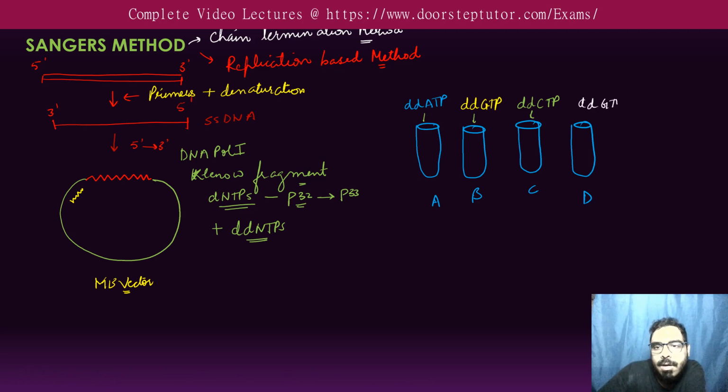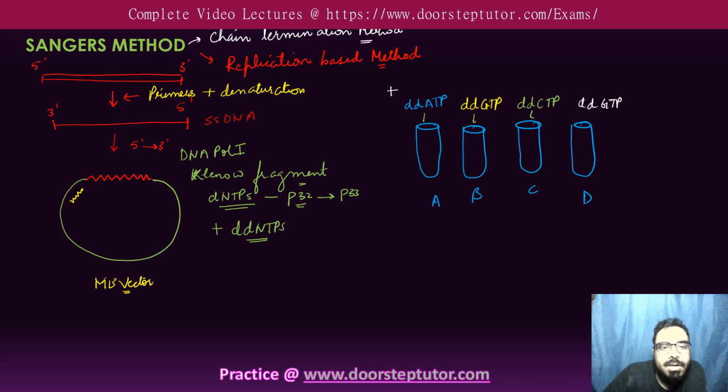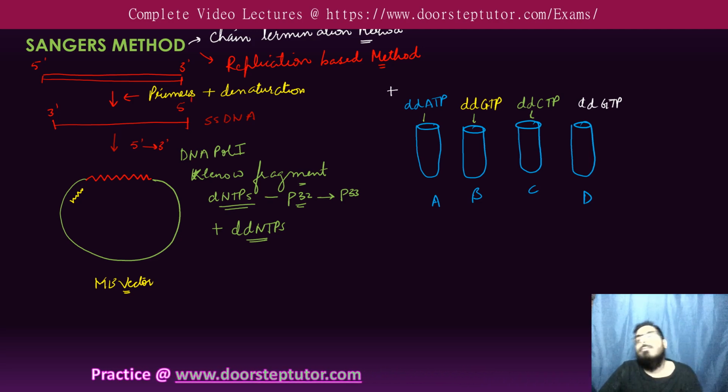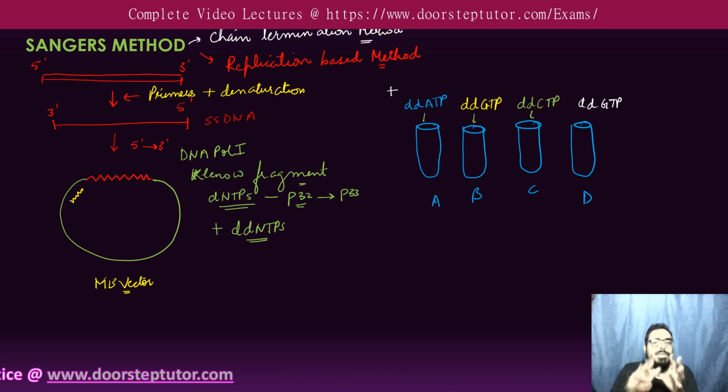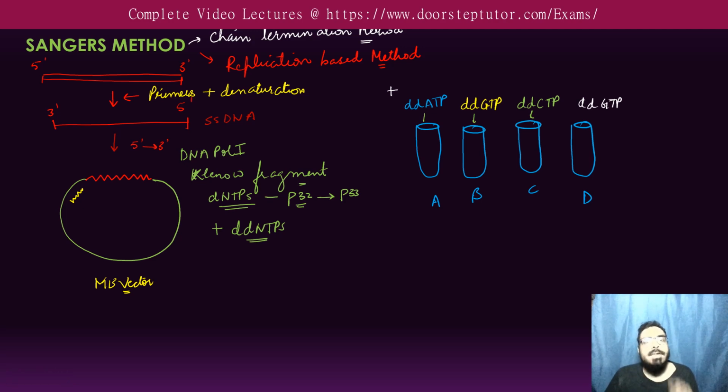ddGTP. Now see, other things are the same; you will add this Klenow fragment, dNTPs that are P32 labeled, and your gene of interest or vector. Other things you will add as they are, but the only thing that differs is your dideoxy. Now what is dideoxy? Let's look at the structure of a nucleotide.